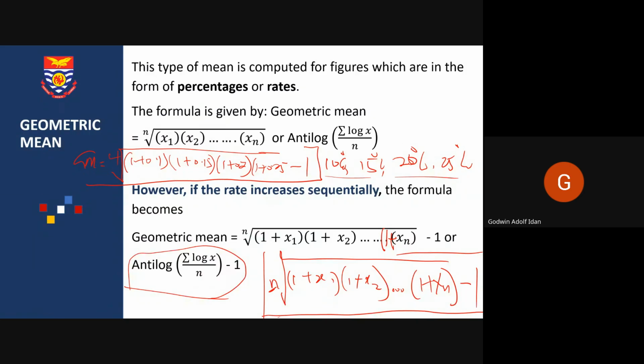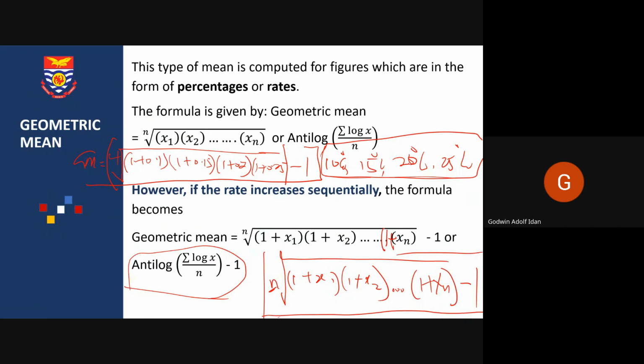I hope it's clear. Sir, please come again. Hello, are you with me? Yes. So when you are given these values and you want to compute them, you just substitute them because the observations are 4. Your n in this formula becomes 4. And then all you have to do is bring the first rate plus 1, multiplying the next rate plus 1, in that order till you get to the last rate. And this whole thing will be computed, and from the final answer, you take 1.